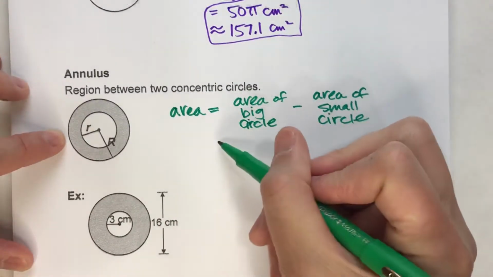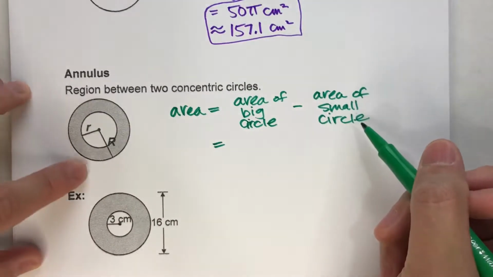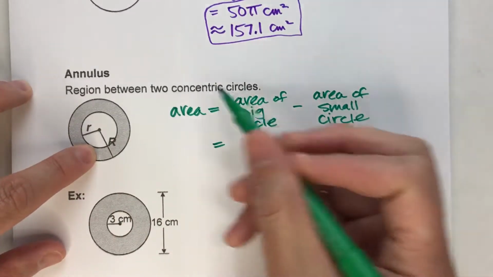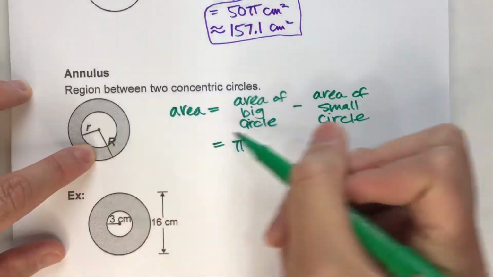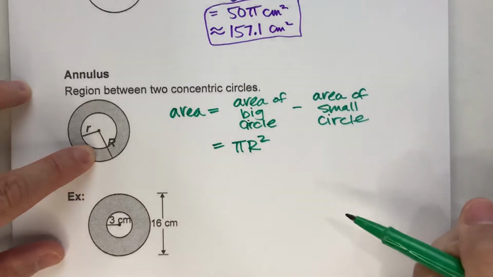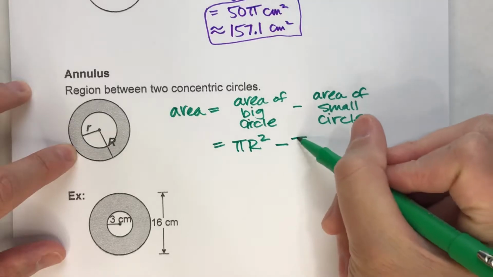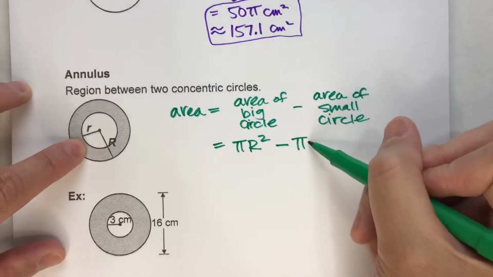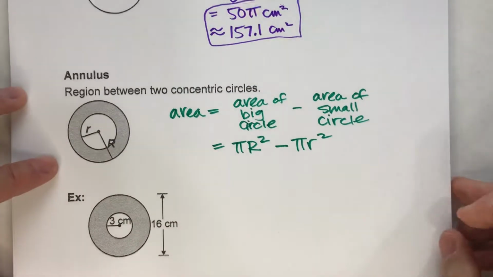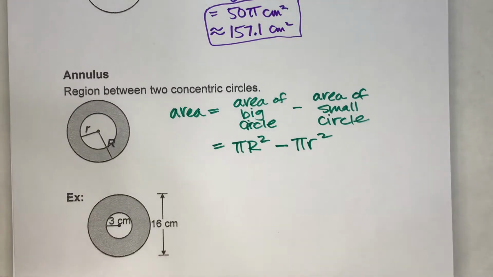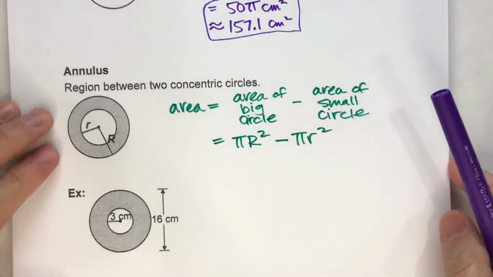So you can imagine that your formula for this would be the area of the big circle, which is pi times the big circle's radius squared. And then you're going to subtract off the area of the small circle, which is pi times the radius of the small circle squared. Okay? So let's do an example so you can see this one in action.